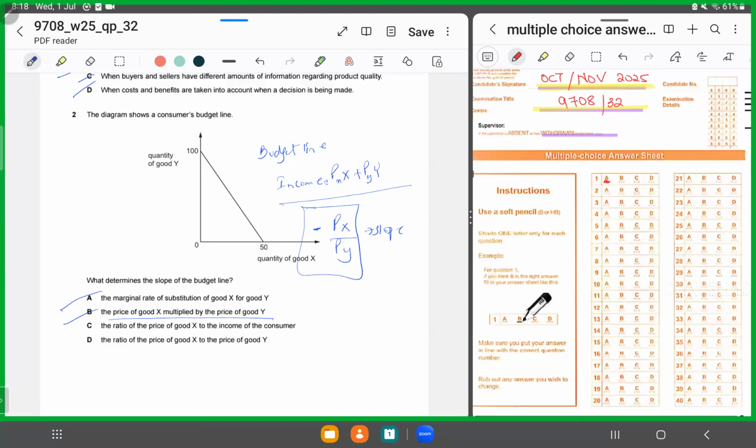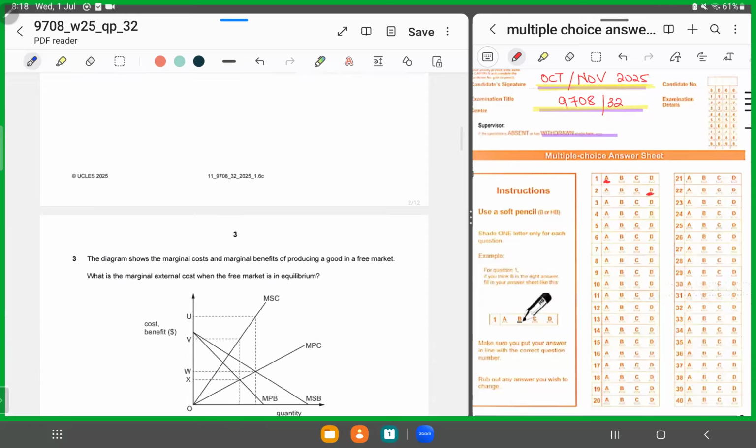C says the ratio of the price of good X to the income of the consumer. So it's not divided by the income, rather it's divided by the price. So it's not C because income does not determine the slope, right? Income shifts the budget line. D is the correct answer because it's talking about the ratio of the price of good X to the price of good Y. So for 2, we'll shade in D as the correct answer.